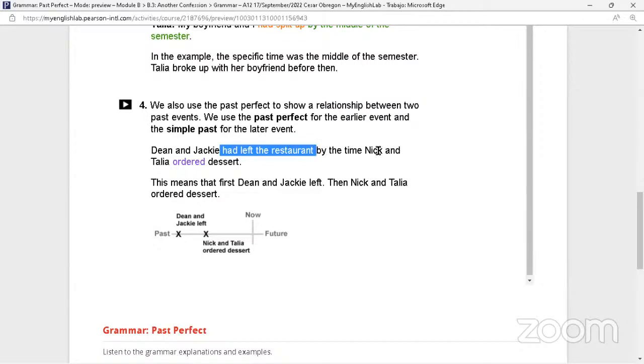By the time Nick and Talia ordered dessert. Entonces, Talia and Nick ordenaron postre después.